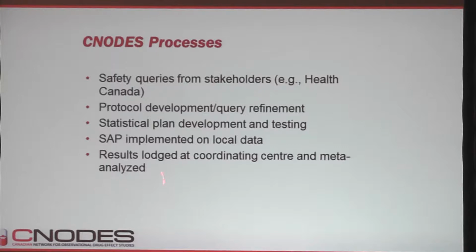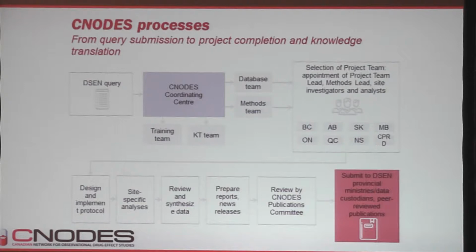This is a schematic, you probably can't see this very well, but basically we get a query from DSEN, the umbrella organization that sends us our queries, and it comes to the coordinating center. It's assigned to people across the country at each of the different sites. Then a protocol is developed, analyses are run, they're synthesized back at the coordinating center, and then reports come out, and then we respond to the query submitted.